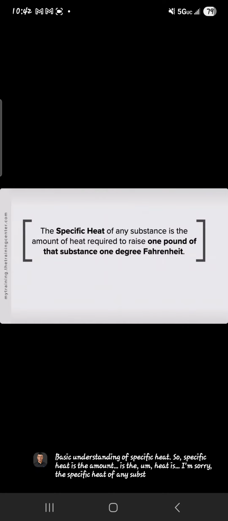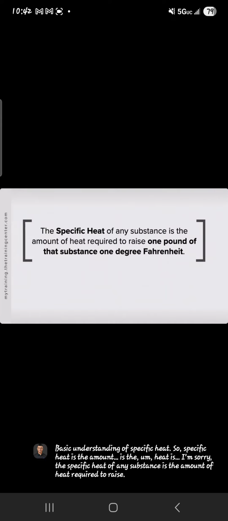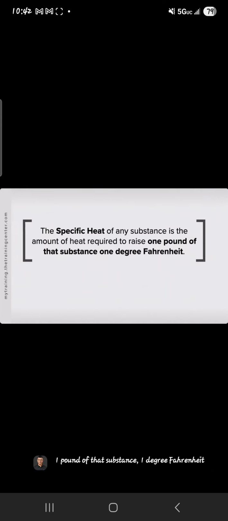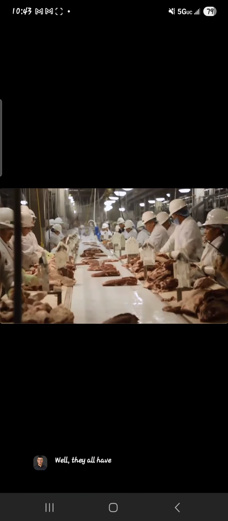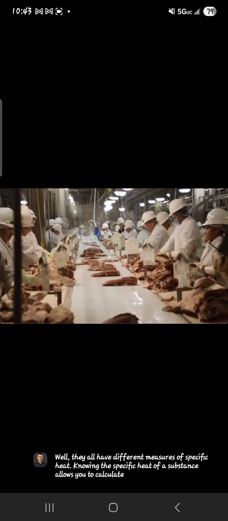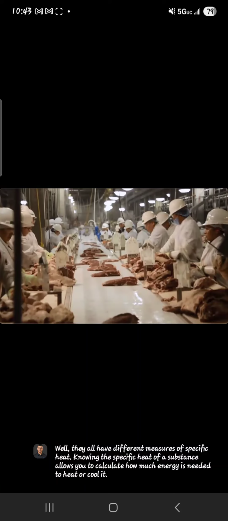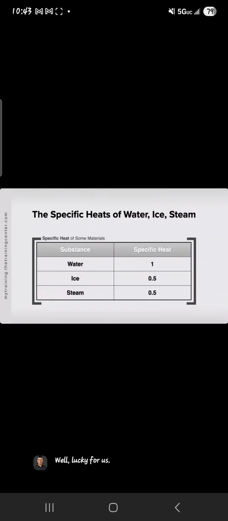Well, all substances heat and cool at different rates. That's why it's important to have this basic understanding of specific heat. So the specific heat of any substance is the amount of heat required to raise 1 pound of that substance 1 degree Fahrenheit. So what about eggs or ice cream or beef? Well, they all have different measures of specific heat. Knowing the specific heat of a substance allows you to calculate how much energy is needed to heat or cool it. Well, lucky for us, scientists have already figured out the specific heat for a bunch of materials.